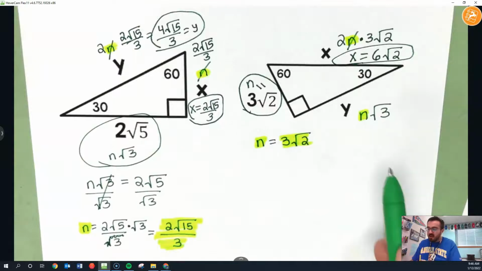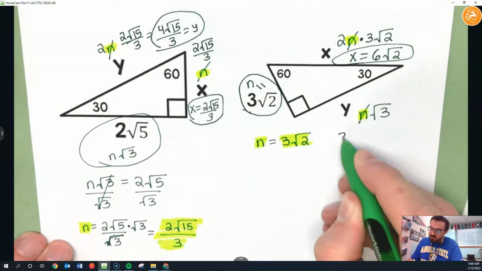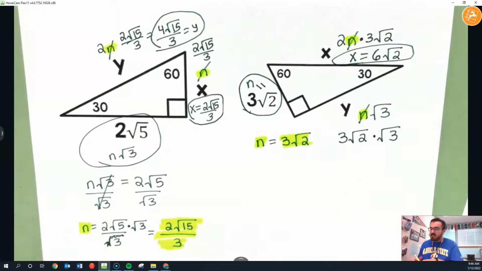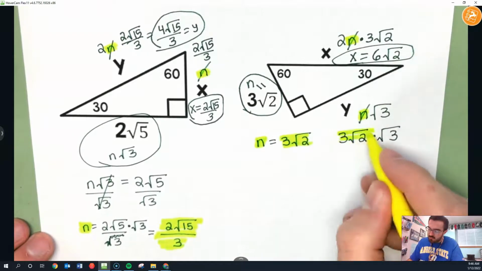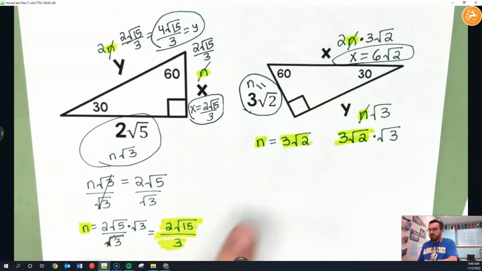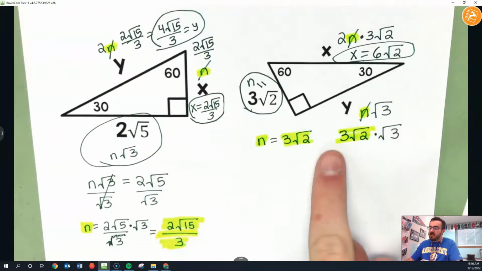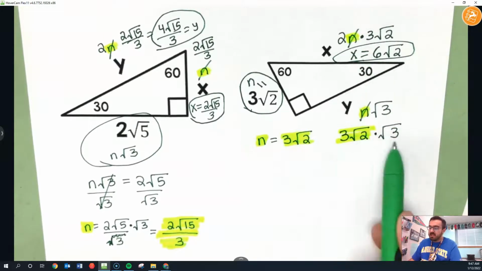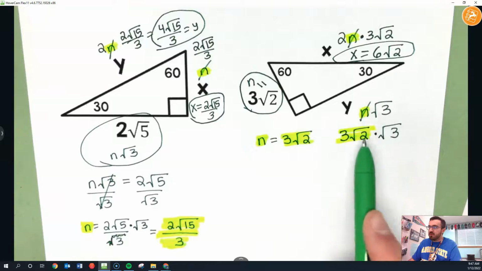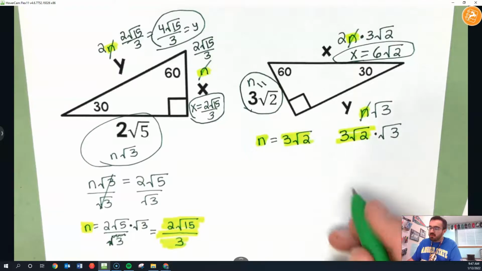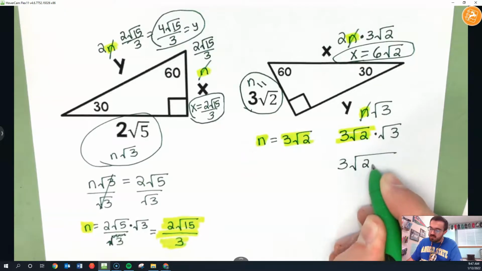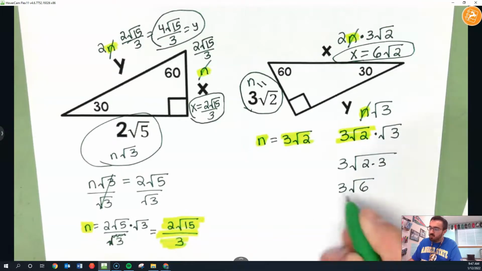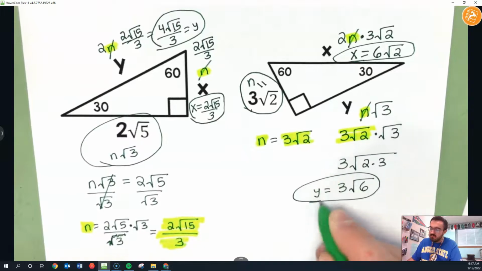Okay. Now, this one, I'm going to replace n with 3 root 2. Still going to have root 3. So notice here, I just replaced n with 3 root 2. Now here, on this one, we multiplied 2 and 3 because they were both outside of a radical. Here, 3 doesn't have anything we can multiply with. But 2 and 3 are both under a radical, so this can become 2 times 3 under the radical, which becomes 3 root 6. Okay, so y is going to equal 3 root 6.